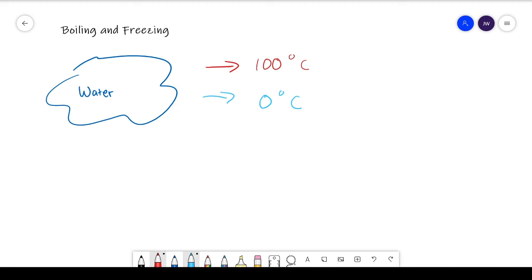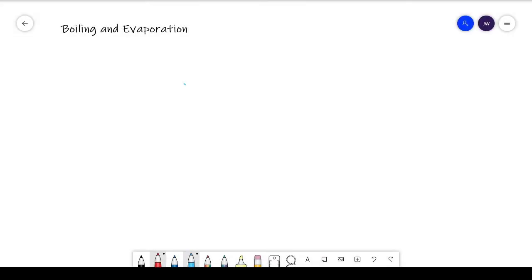For example, if the water is at 0 degrees Celsius but the temperature is rising, then we can call it as melting. But when the water is at 100 degrees Celsius but the temperature is dropping, then we can call it as condensation. Now we're going to talk about the last change of state that we're going to discuss today, which are boiling and evaporation.